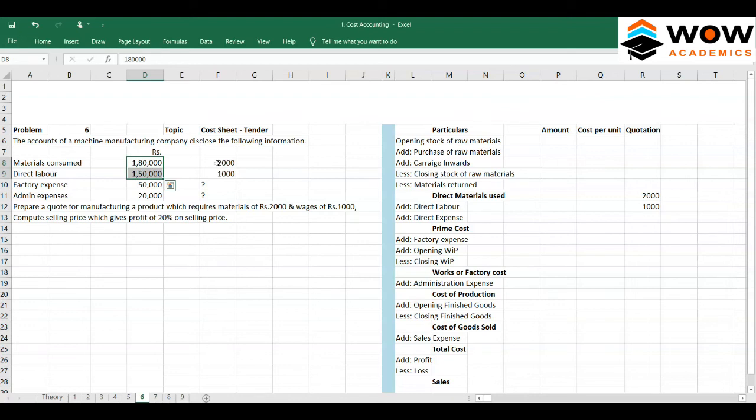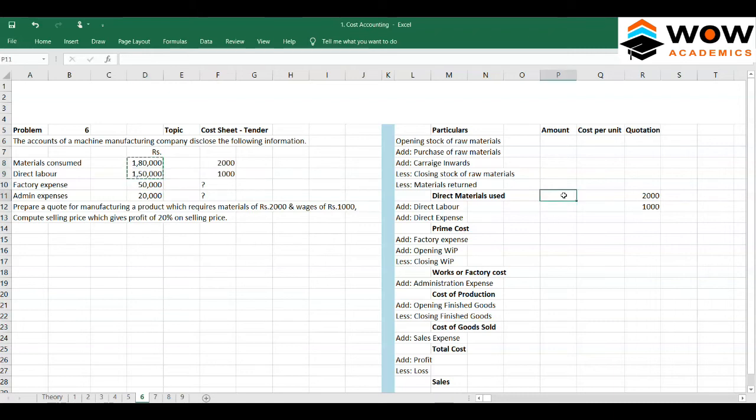See, they want a quotation. So we have to give a proportionate cost of your factory overheads to this quotation, and we have to get a proportionate amount of your admin expense to your quotation. Okay, so how are we going to do that? To do that, we have to get these numbers.